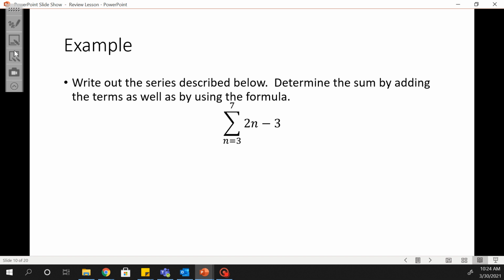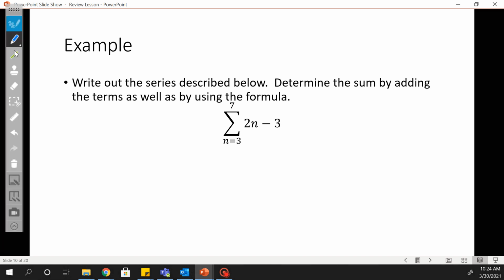So an example of this: write out the series described below. Determine the sum by adding the terms as well as by using the formula. So let's first look at what this looks like using the formula. Sn is equal to n over 2, a1 plus an. So if we look at this, what it's saying is start at term 3, go to term 7, add all of those terms together. That's the series. And this formula tells us how the series is defined. It's defined 2n minus 3.